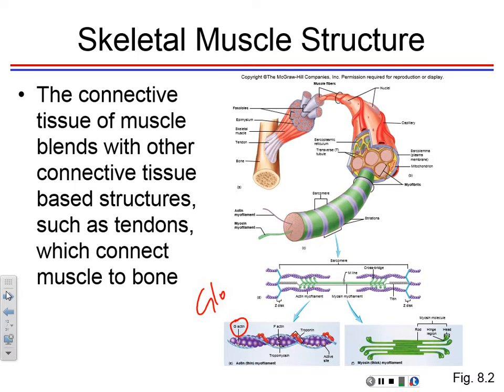And the way they are arranged is that at the Z line here, see right here, the Z line, that's where actin is attached on one side, and from one Z line to the next Z line is the contractile unit called the sarcomere. So that's the smallest functional unit of a muscle that can contract, because of the way the actin and the myosin are arranged, right?